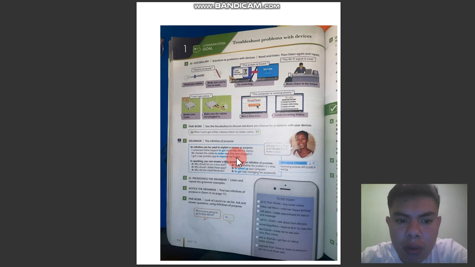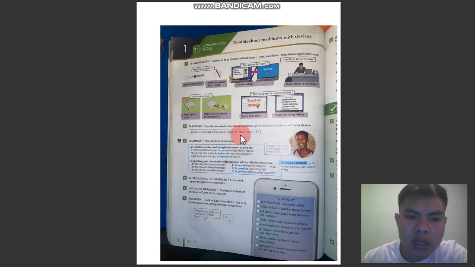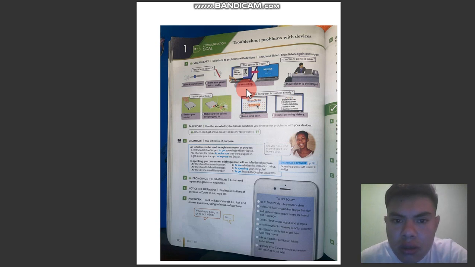Then we move on to page 112, where it also tells about the problems we can have with devices and the correct vocabulary to use when describing a malfunction. For example, in exercise A, solutions to problems with devices. Read and listen, then listen again and repeat.